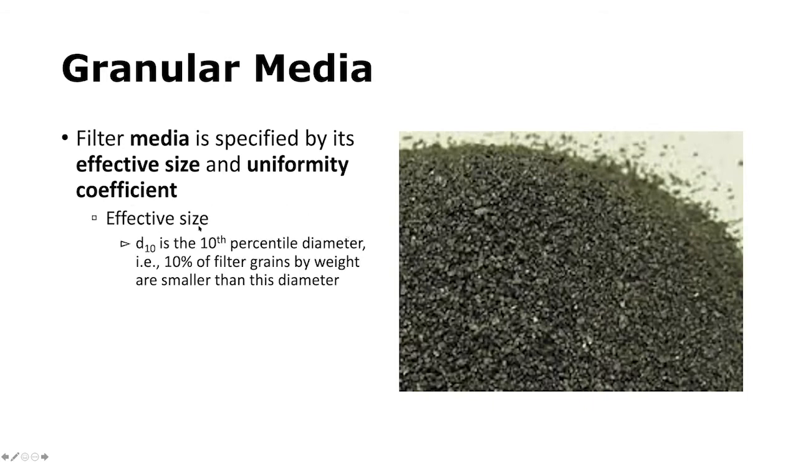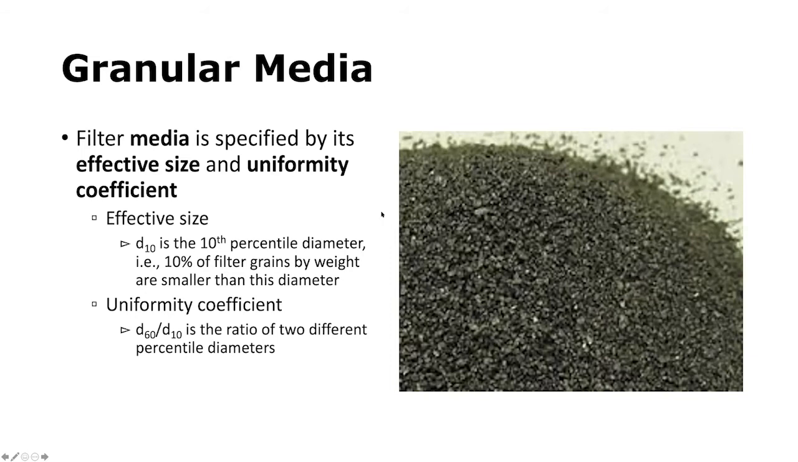The effective size is quantified using the D10 value, where D10 is the 10th percentile of the diameter of the particle. In other words, 10% of filter grains by weight would be smaller than this diameter. That would be the definition of D10. So it's what's used as the surrogate essentially for the effective size of the filter.